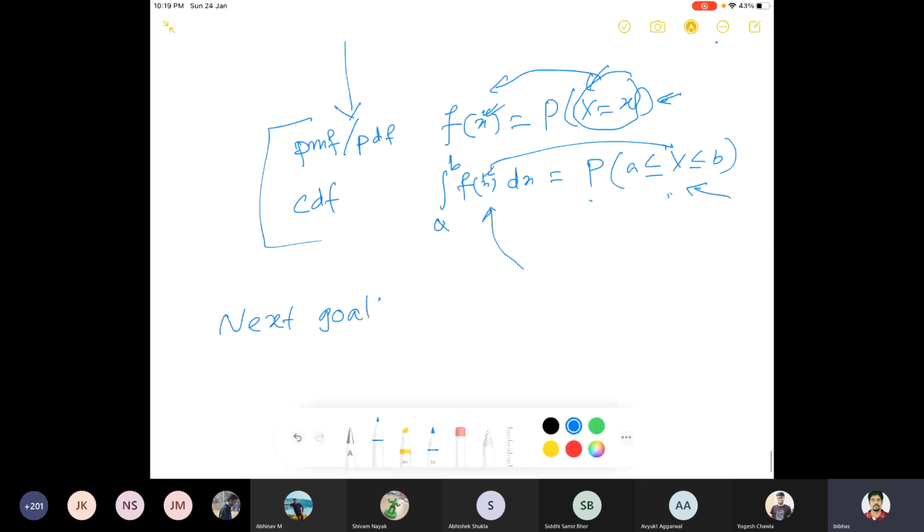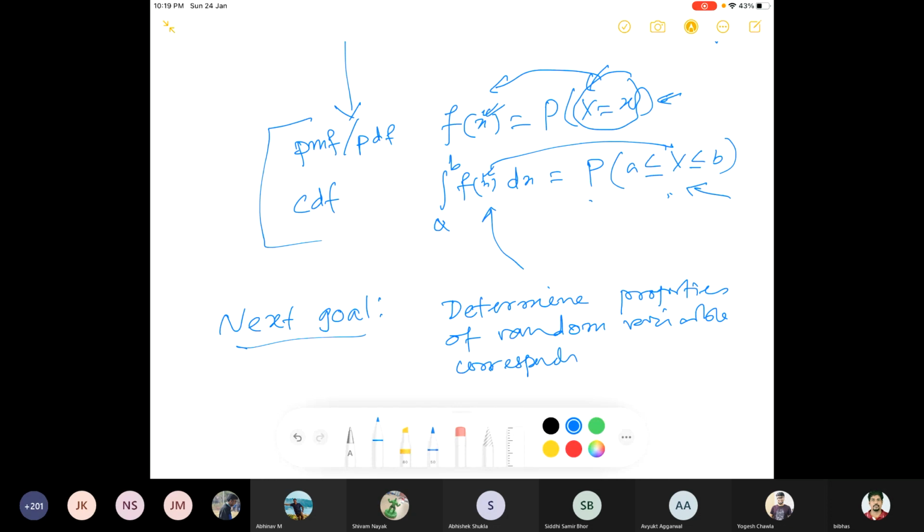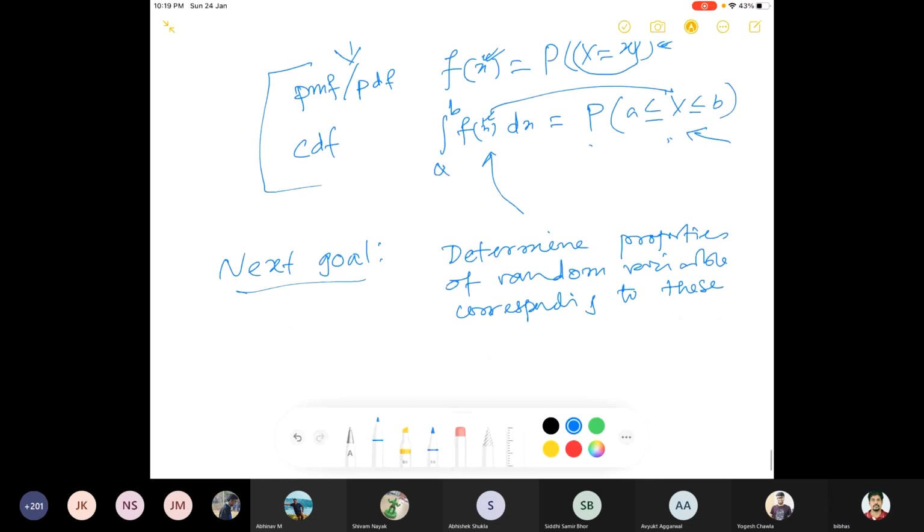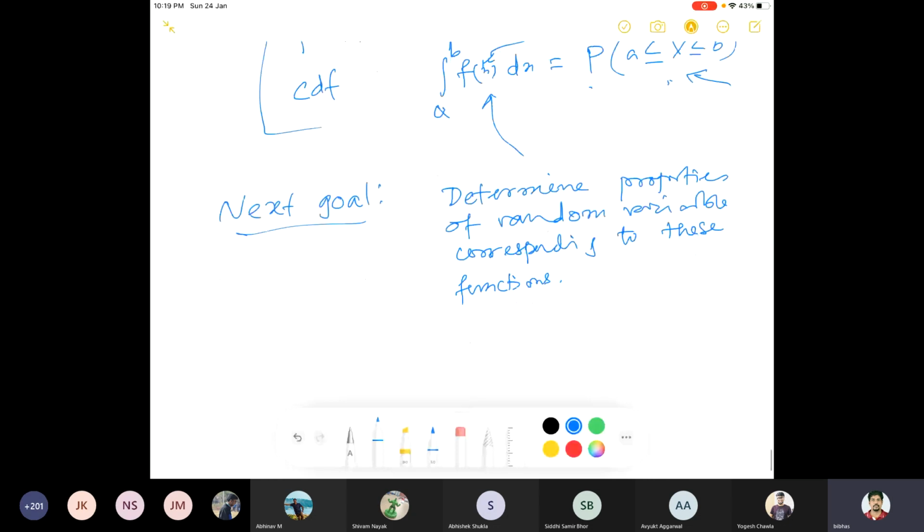So this is our next goal. Next goal is, okay, determine properties of the random variable, exploiting or using these corresponding functions. Okay, this is our next goal.